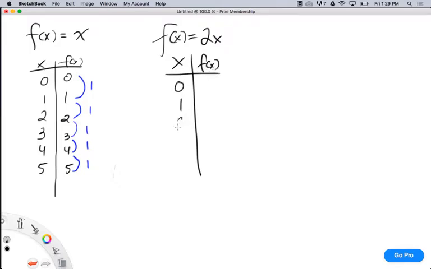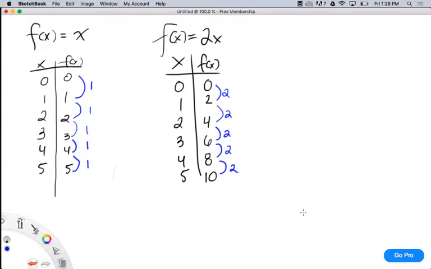So 0, 1, 2, 3, 4, 5. Okay. And this would be 0, 1 is 2, plug in 2 for x, it's 4, 2 times 3 is 6, 2 times 4 is 8, and 2 times 5 is 10. And these go up by 2 each time. You see? So the first difference is constant.